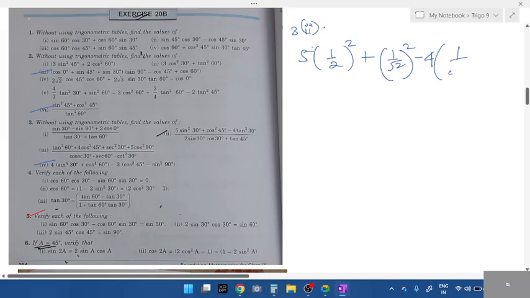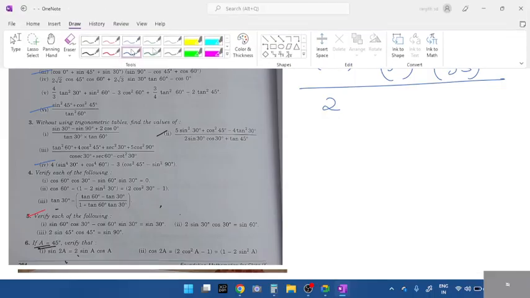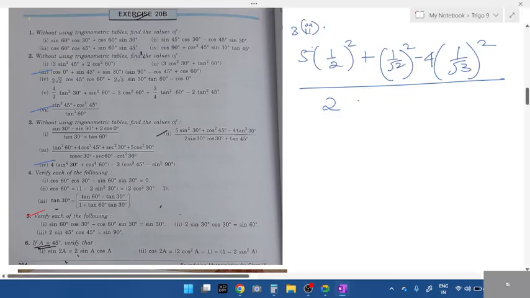1 by whole. What is sine 30 into 1 by 2 into cos 30 is plus tan 45, 1. Try this, complete it. I'll give you 2 minutes time. LCM reduce it.